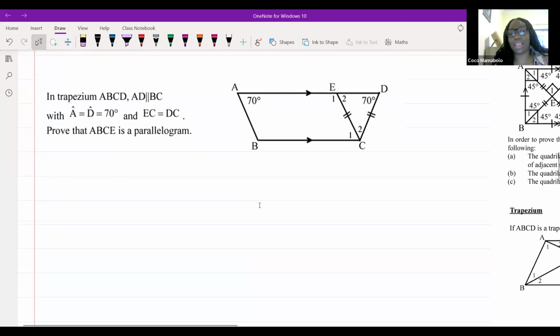Okay, guys, let's look at something a little bit different. And I know that we have definitely forgotten the properties of a trapezium because when I was putting this together, I also had to remind myself, what are the properties of a trapezium? Okay, it says here, in trapezium ABCD, AD is parallel to BC, which is lovely. We have parallel lines, so we need to think of fun angles. Okay, we already know we're going to go there somewhere with fun angles. Then they tell us angle A is equal to angle D, which is equal to 70 degrees. And then they say that EC is equal to DC.